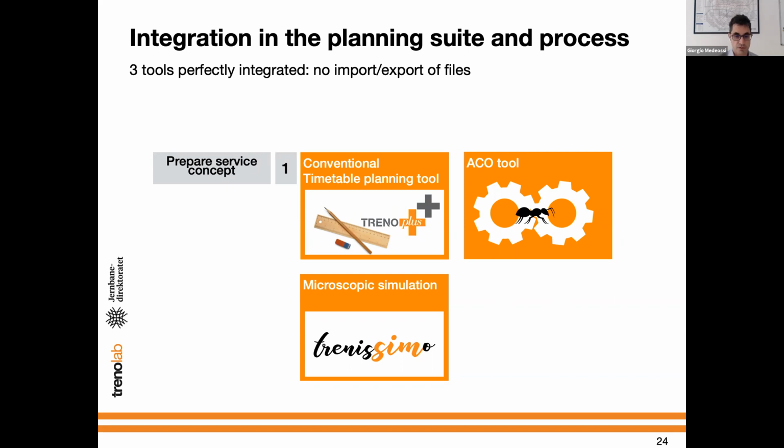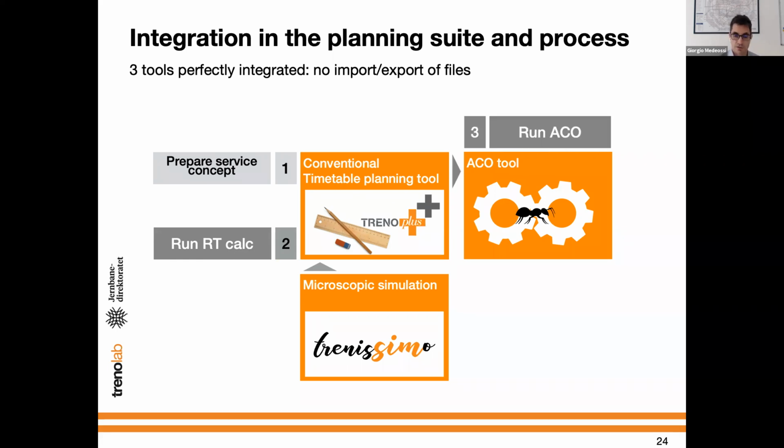The first step of the process, as mentioned by Nicola, is to prepare the service concept, which is done pretty easily in TRENOlab. Once this is prepared, with one click, TRENOlab runs, utilizing the microscopic model in TRENissimo, the running time, headway time, and so on calculation that we will see in a moment. The service concept and the running times and so on are pushed to the ACO tool, which is run, and a set of timetables is obtained.